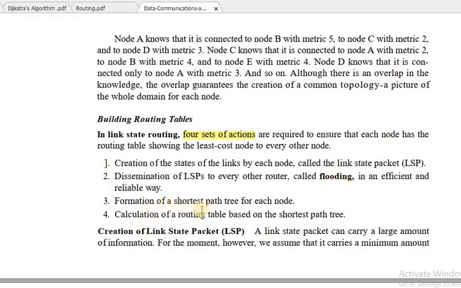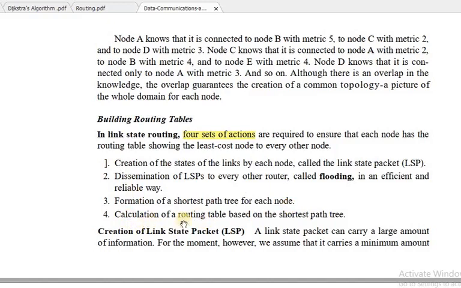Then formation of a shortest path tree for each node. For each node there has to be a tree defined. From Dijkstra's algorithm we can find a tree, and that tree is going to help us find the shortest path from that particular node to all other nodes. That means every tree will be different, because the tree is designed for that particular node rather than creating a global tree for everyone.